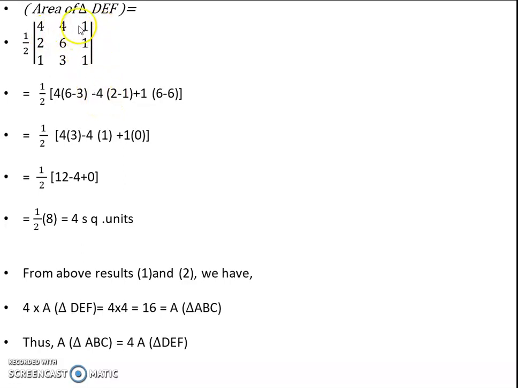First row, last column, the center of element is 1. We should write plus 1 here. 2 into 3, 6. 6 into 1, minus 6. The 6 minus 3, 3. 2 minus 1, 1. 6 minus 6, 0.